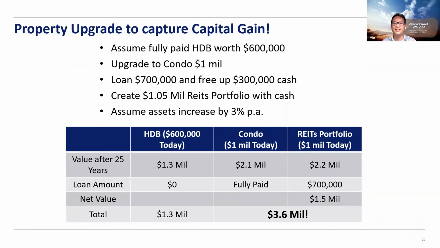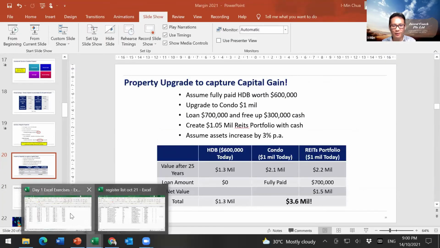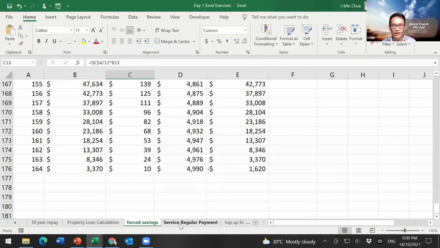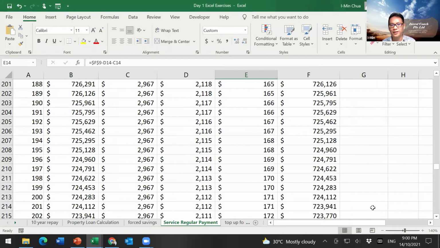Okay, so now, answering Lang's question, maybe I show the mathematics again. That's why it would be great if y'all can go and play around with the spreadsheet to understand a bit more. I've done a spreadsheet here under service regular payment.